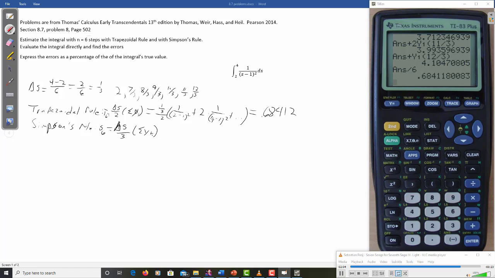That's not even all that accurate, because these things have multiples on them too, so we're looking at 1/3 over 3 times, we'll call it this one, y of 2 plus 4 times y of 7/3, 4 times y, plus 2 times y of 8/3, plus 4, etc.